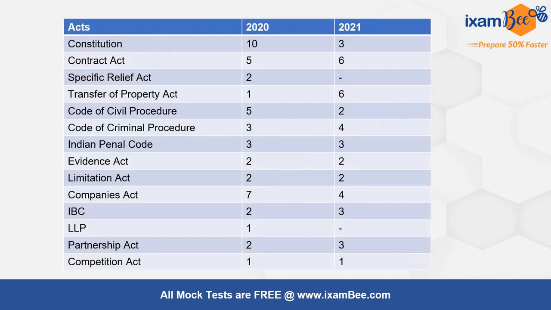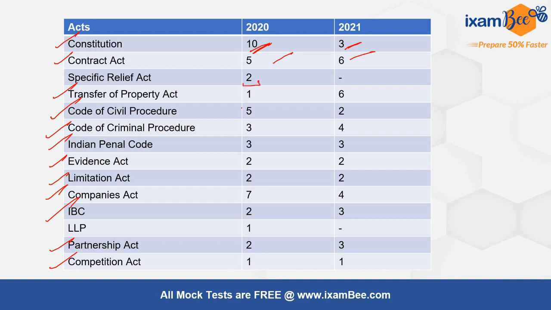Now let's look at the acts from which questions came over the previous years. Constitution, contract, transfer of property, Code of Civil Procedure, Code of Criminal Procedure, IPC, evidence, limitation, companies, IBC, partnership, competition. These are the topics from which you can definitely expect questions in the exam. In 2020 from Constitution there were 10 questions. In 2021, 3. In contract, 5 and 6. Specific Relief Act was present in the 2020 paper.